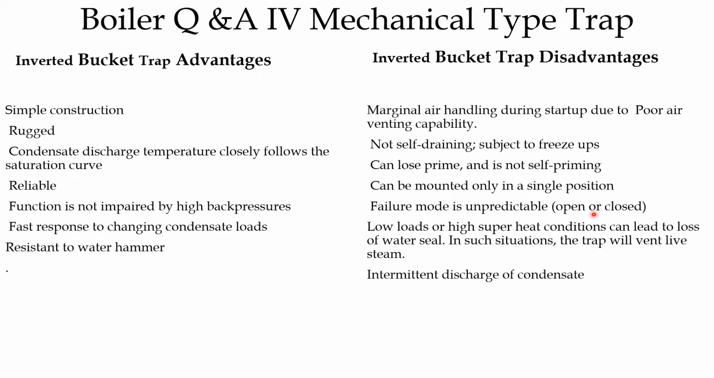Failure mode is unpredictable, open or closed, but usually it is selected as open. So it will help when the trap gets damaged. Low loads or high superheat conditions can lead to loss of water seal. In such conditions, the trap will vent live steam. So when you see live steam, then also you can take it for repair. Only intermittent discharge of condensate will be available for the inverted bucket type steam trap.